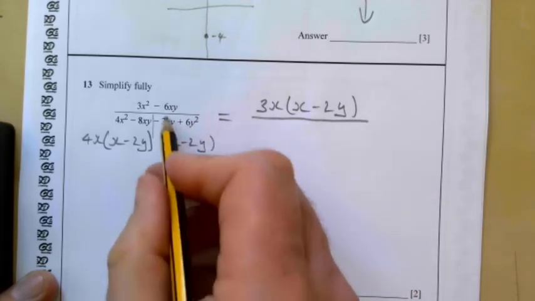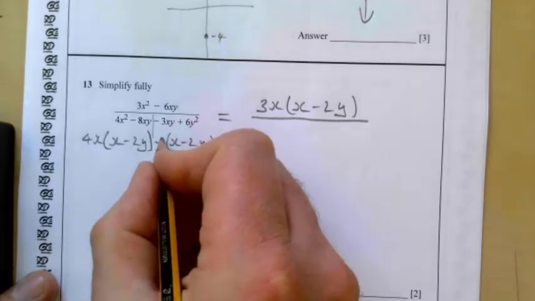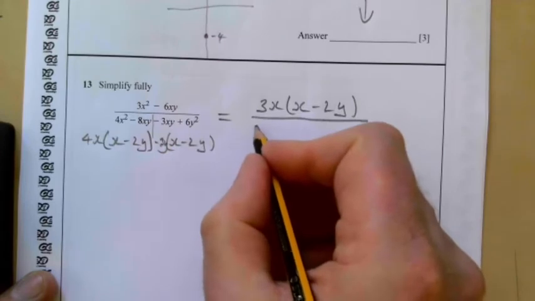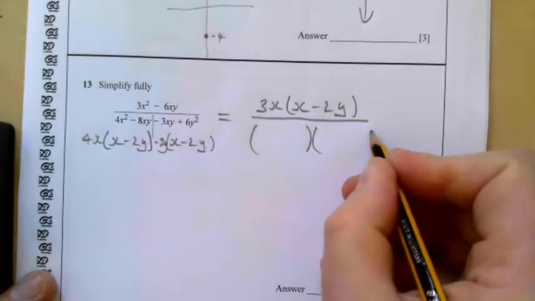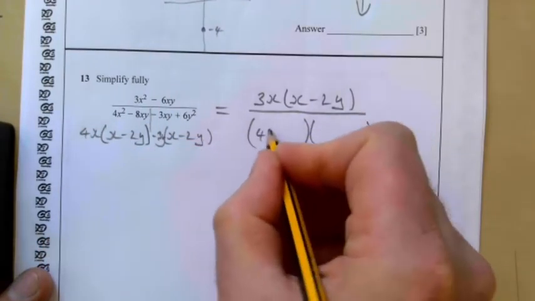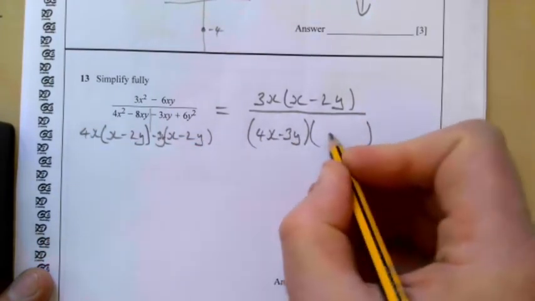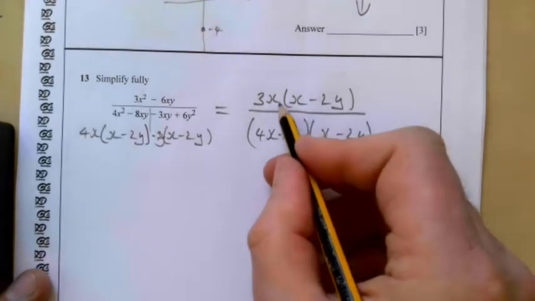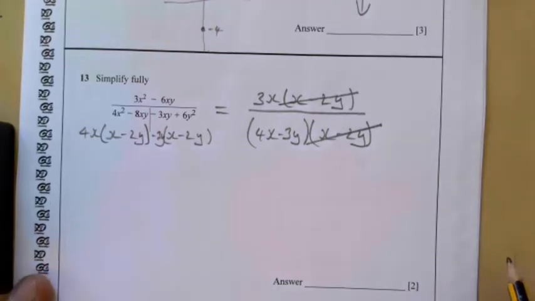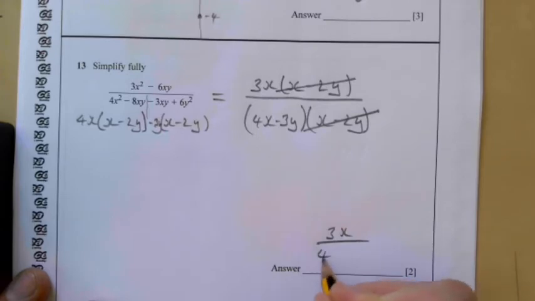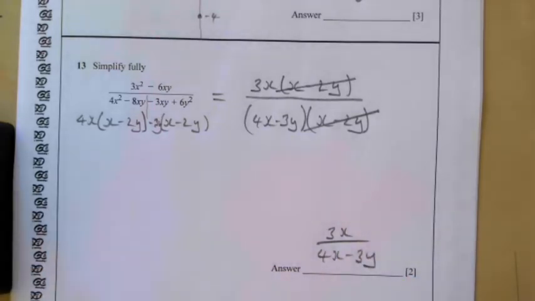What do I multiply this by to get this? It's going to be -3y. That means I can rearrange this, and it gives me 4x - 3y, and then x - 2y. That cancels with that. So my final answer then is 3x all over 4x - 3y.